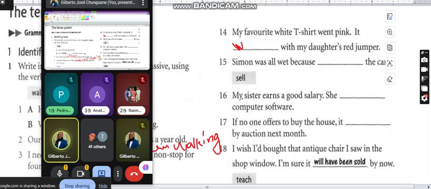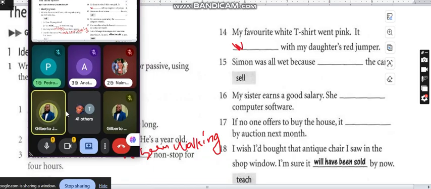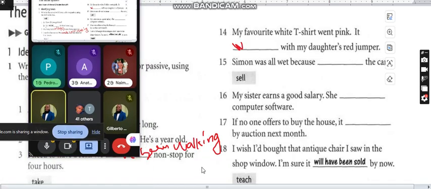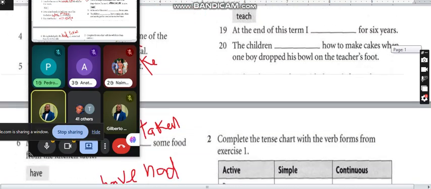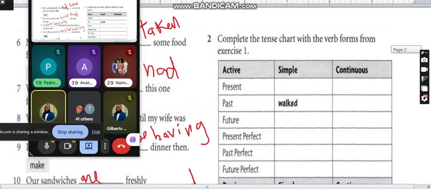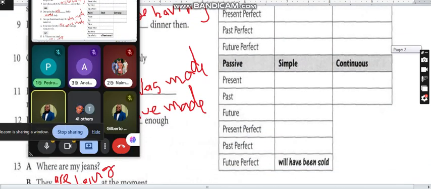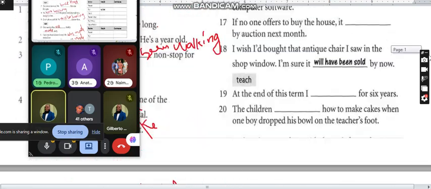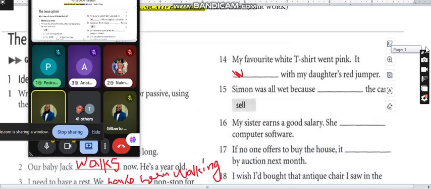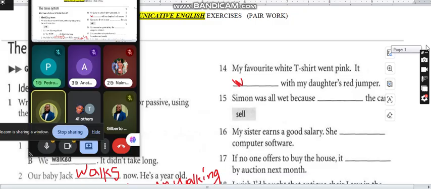Can you go back there for us to see the main verb so we cannot get confused? Okay. So the verb that we're using here is the verb to wash. Then it should be: my favorite white t-shirt went pink. It was washed with my daughter's red jumper. Okay, let's now go to number 15.